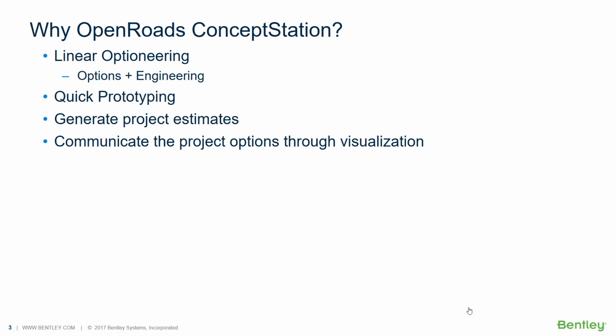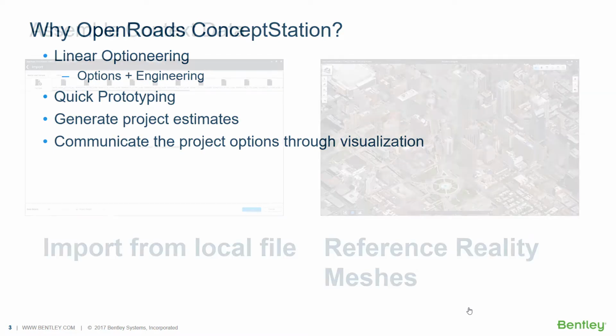So why would you want to use OpenRoads ConceptStation? It literally is options plus engineering. Linear optioneering is the phrase that we've coined for it. It allows you to do very quick prototyping and to generate project estimates. So you can do different options and see which one makes the most sense and is most feasible financially. And then you can communicate those project options through visualization. You can also export that data to bring it to your final design, whether you're working in SS2, SS4, or hopefully OpenRoads Designer.